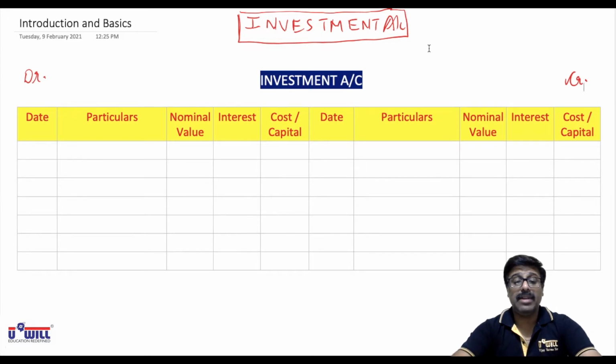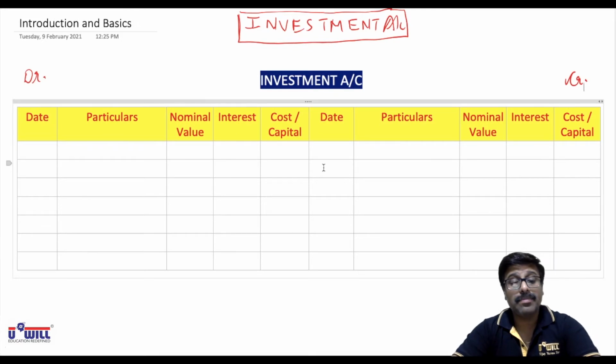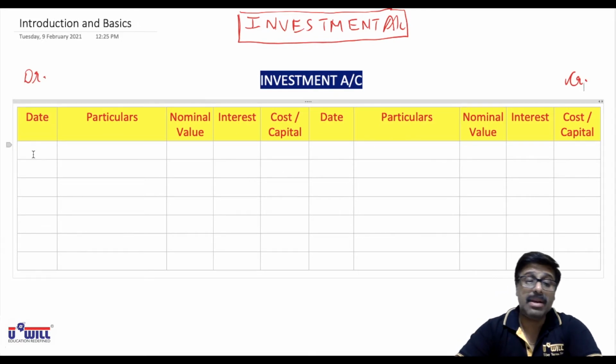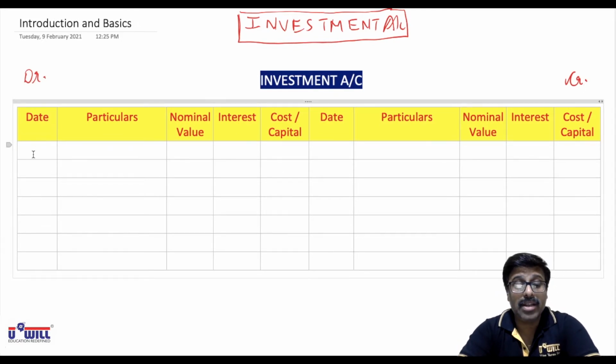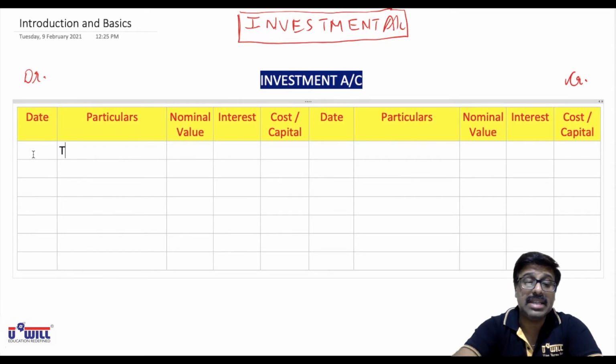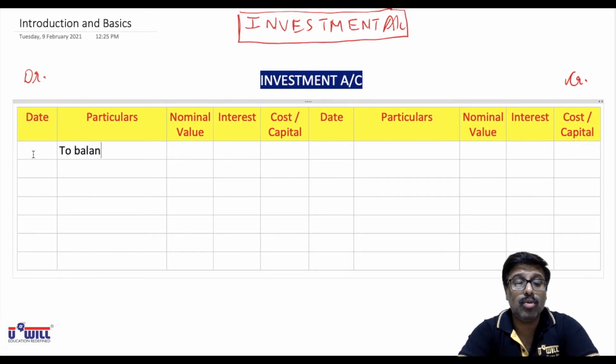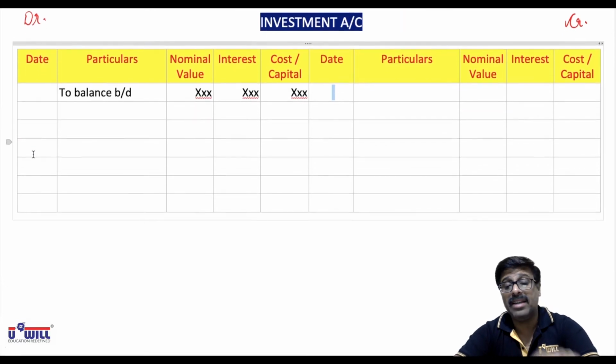I hope everyone would have done the format. Now understand this. Investments always have a debit balance. So if any opening balance of investments is there, you would write it on the debit side to balance brought down. In the nominal value column, you'll record the face value. In the interest column, you'll record the outstanding interest. And in the cost or capital column, you'll record the cost of that investment.